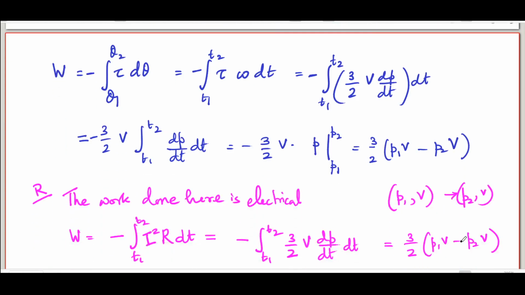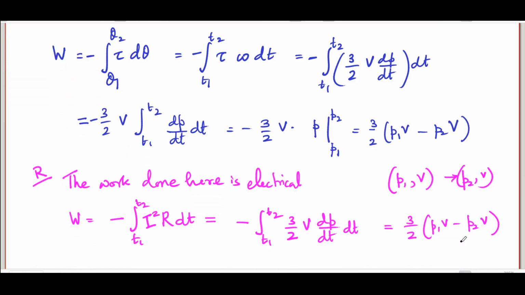The third kind, the resistor, should be even easier to work out. After all, here the work done is purely electrical. Again, the system is going from P1V, some initial pressure, a given volume, to P2V, same final volume, an increased final pressure. And here the work done on the system, once again, is given by the amount of energy supplied by the resistor, that's I square R dt in an infinitesimal time dt.